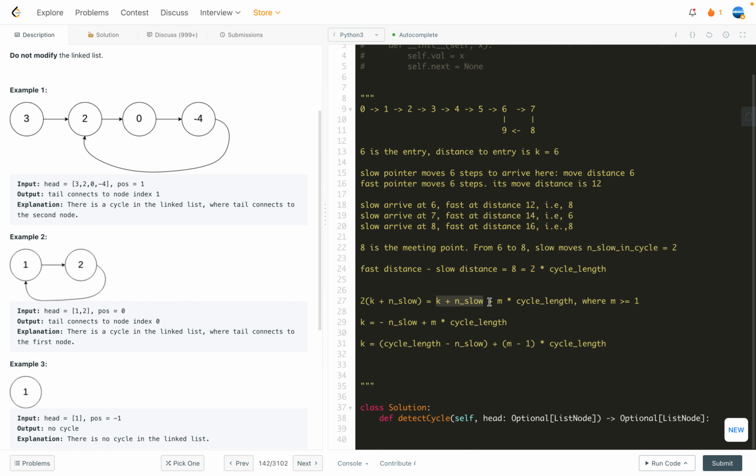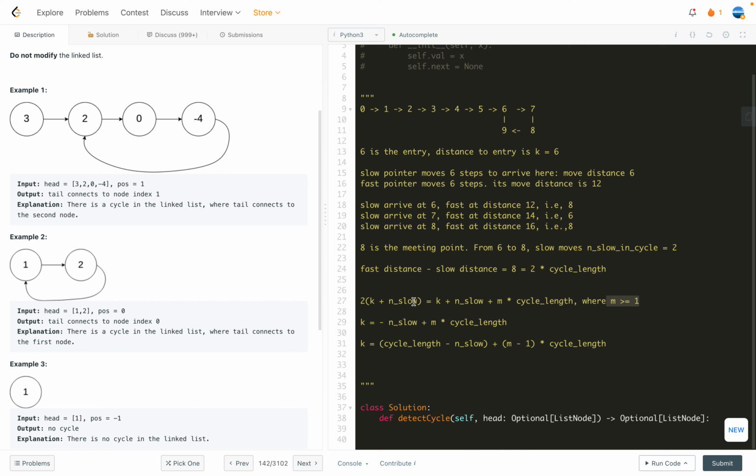The reason they meet is that the fast pointer travels more distance, by a number of more cycles, that is m times the cycle length. This m is at least 1 because the faster pointer travels faster than the slower one. So it travels at least 1 cycle length more in distance. That's why we have m. This m greater than or equal to 1 is very crucial for the genuine logic.